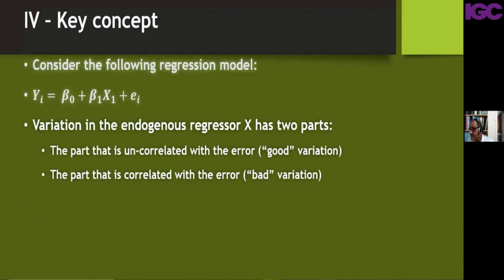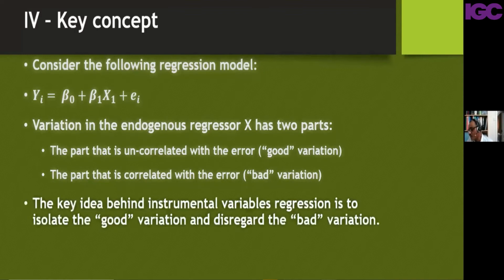So the variation in the endogenous regressor has two parts. The part that is uncorrelated with the error term, which you can call the good variation, and that's the variation we are interested in. And the part that is correlated with the error term, which is the bad variation, which we want to remove. So the key idea behind instrumental variables regression is to isolate the good variation and then disregard the bad variation. So I'm just explaining in very general terms the idea behind instrumental variables regression. So how do we estimate it?